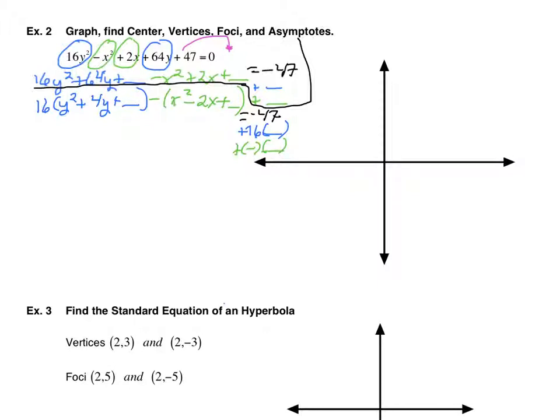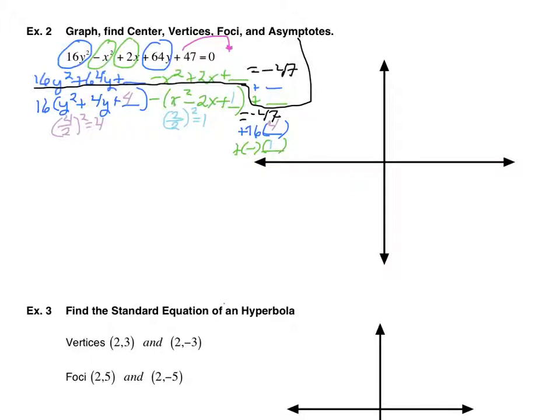So now let's complete the square. For the first one, we're going to take 4, divide it by 2, and square it. What does that give me? Not 2, but 4. So I put a 4 on each of those blanks. And then for the green, I'm going to take the 2, divide it by 2, and square it. What do I get? 1. So put a 1 on each of those blanks. And now do your math.